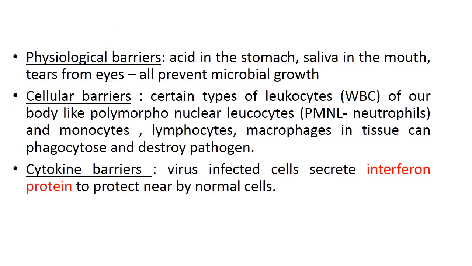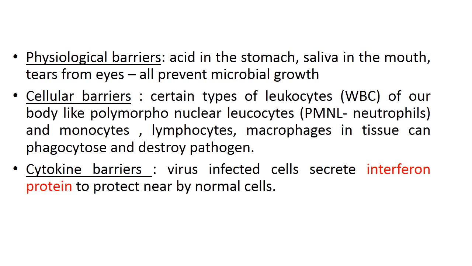The second type of barrier is physiological barriers. There are some internal organs in the body that secrete some substances or chemicals. They help in the destruction of pathogens, so they are called physiological barriers. The best example is acid in the stomach. The stomach secretes HCl. It maintains an acidic pH, and it helps destroy some of the pathogens, because most pathogens in the stomach can't survive in a highly acidic pH, so they get destroyed in the stomach region itself.